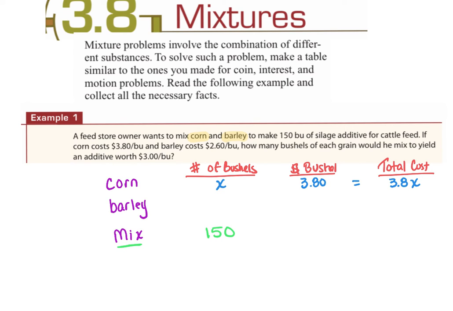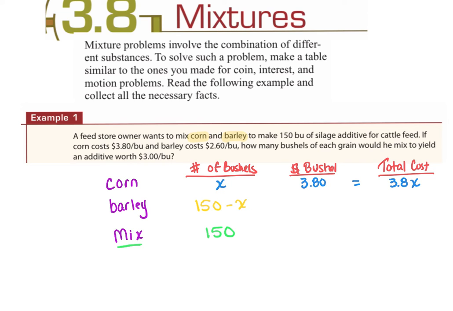Just like the time, think about how we did time. When it was total time, if we had one of them, what did we do to find the other? Yeah, we subtracted. When it was total 6 hours and we had one of them as T, we said 6 minus T for the other. The total is 150 bushels. We know one of them is X. How do we solve for the other one? Subtract. So for barley, we have 150 minus X. Does that make sense? If we take 150 and we subtract how much corn, then we should have how much barley is left, right? Because he wants 150 in total.